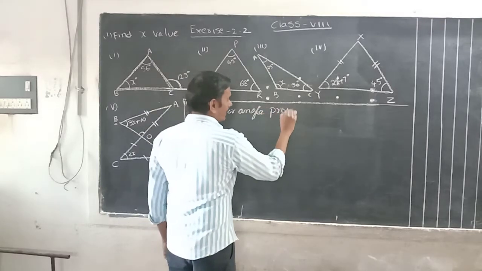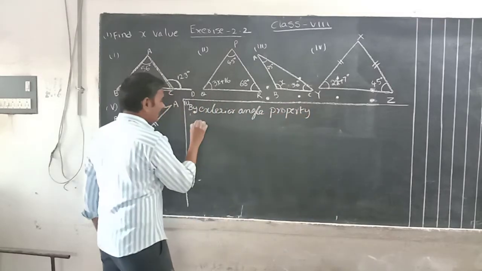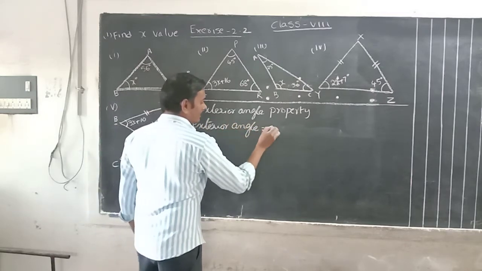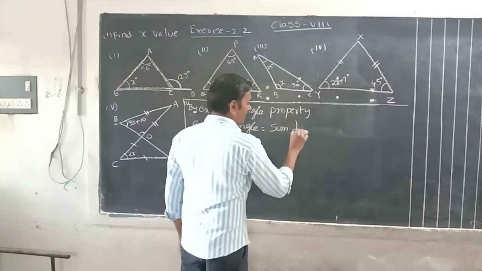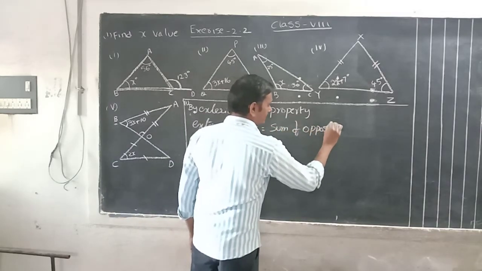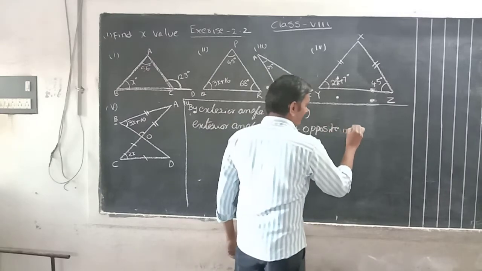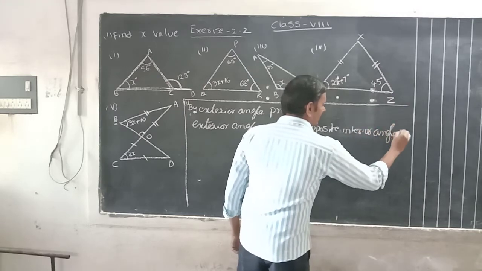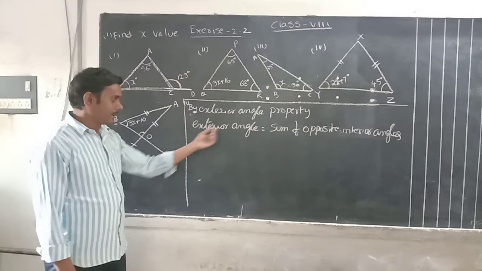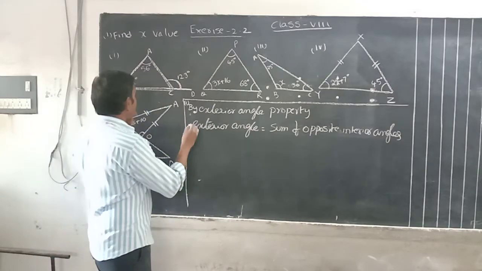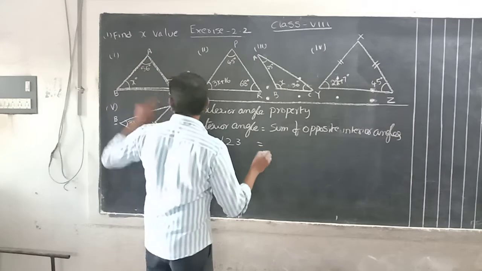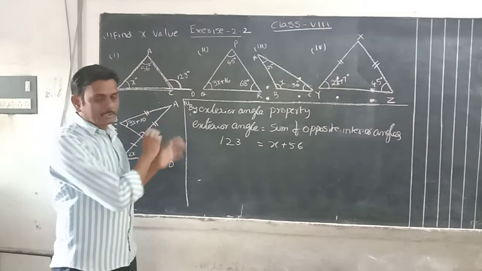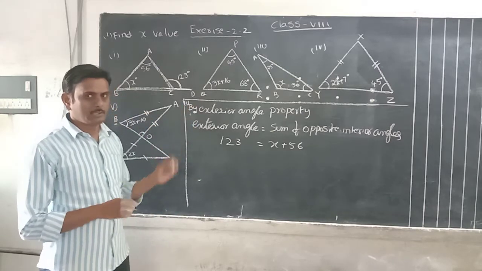By exterior angle property. What is the property? Exterior angle equal to the sum of opposite interior angles, the sum of the opposite interior angles of the exterior angle. Now we can write this as 123 equal to x plus 56. If you know the properties related to the given diagram, it is very easy, because otherwise it will be a little bit difficult.